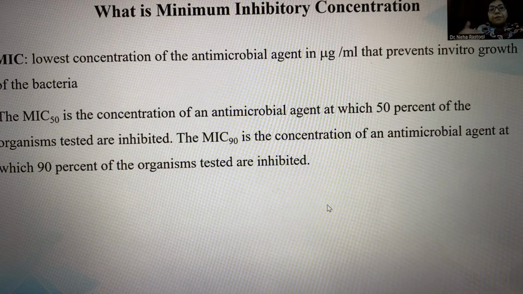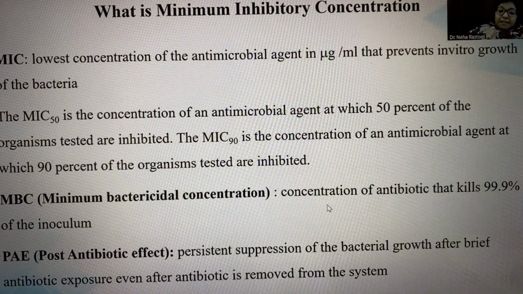Usually that can be 50% of the growth of bacteria or 90% of the growth of the bacteria, and most of the time in our settings we use the 50%, MIC50, which is the concentration of antimicrobial agent at which 50% of the organisms tested are inhibited.